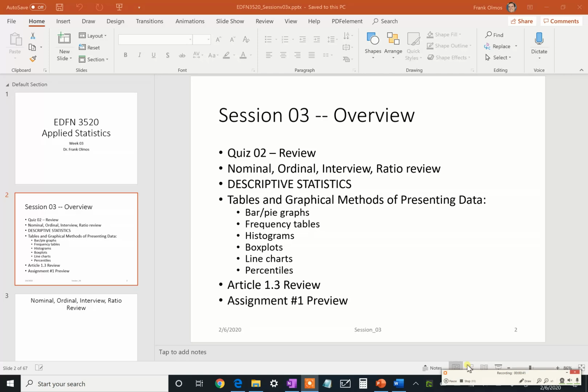So thank you for showing up. Now we're going to cover the next topics on lecture. We're going to go over the charts and these types of tabular forms of presenting data, and then we'll review Article 1.3. You can take volunteers to answer some of these questions as well. And then I'll give you assignment number 1 preview. Yeah, that's gonna be fun.